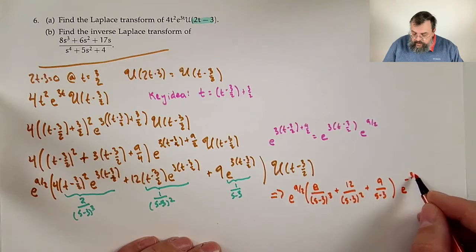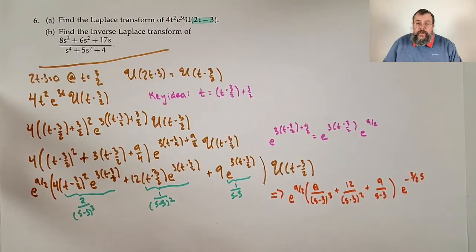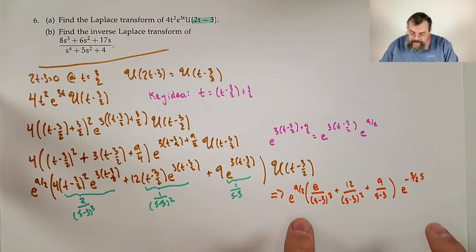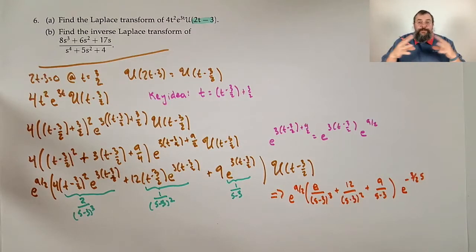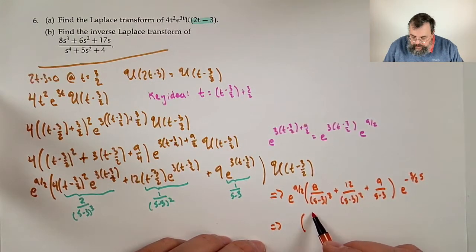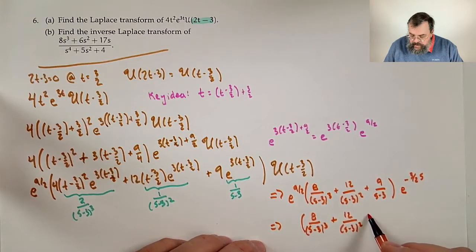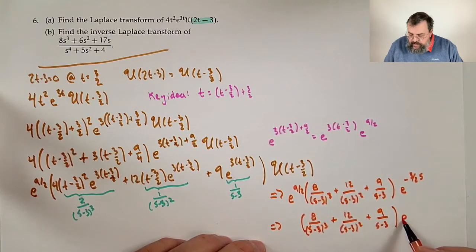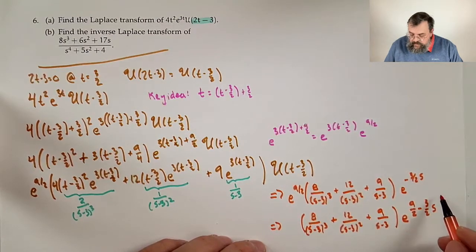So minus 3/2 s. And the other thing we can do now is say, hey, these are both exponents. We can put them together. All right. So if we do that, we get an answer of, well, the 8 over s minus 3 cubed plus 12 over s minus 3 squared plus 9 over s minus 3 times e to the 9/2 minus 3/2 s.